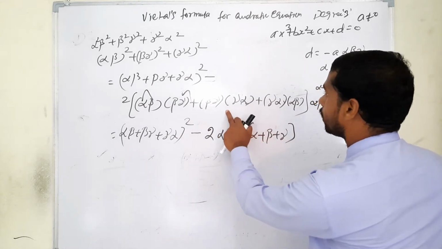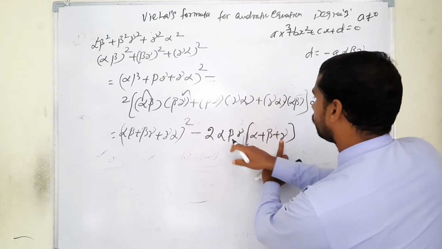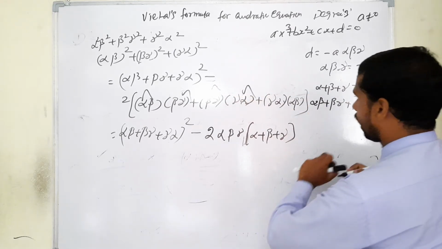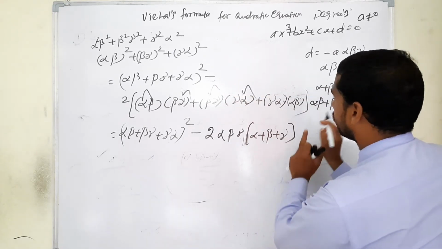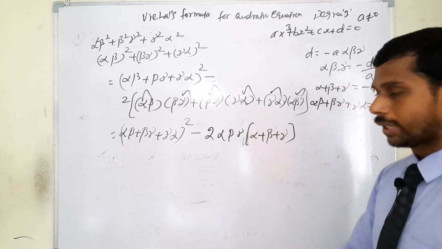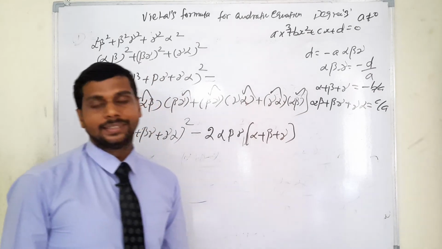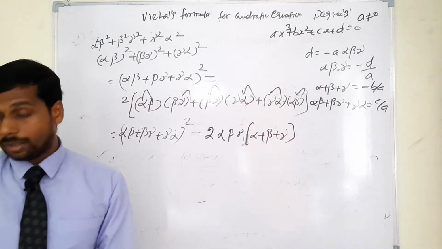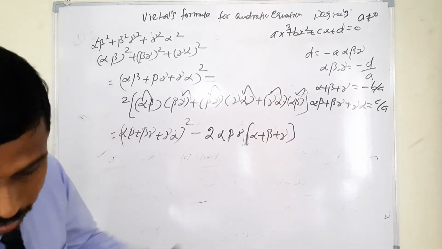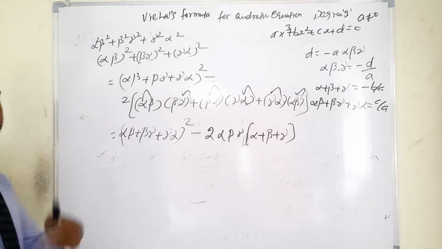As well as the second term, here gamma is repeated 2 times, so gamma repeated means alpha and beta remain. Next, the last term, alpha repeated means only beta gamma remains. That's why I have taken alpha beta gamma outside, and inside alpha plus beta plus gamma. This is actually the sum of product of the roots taken two at a time. Okay, the last one, product of the roots taken three at a time.